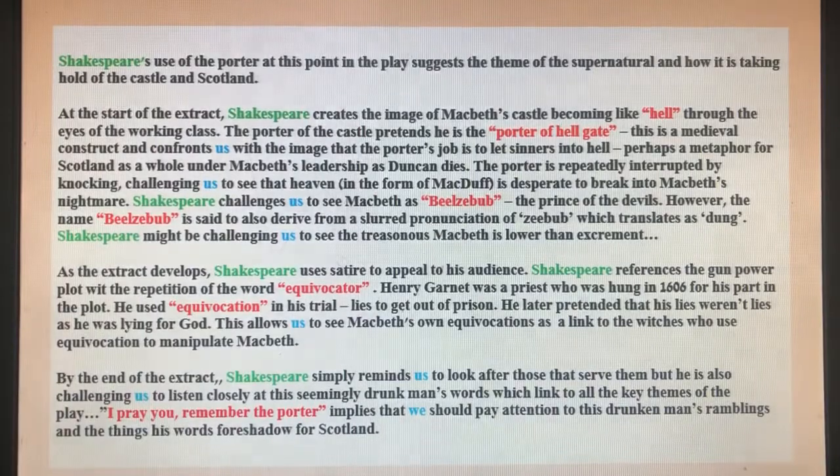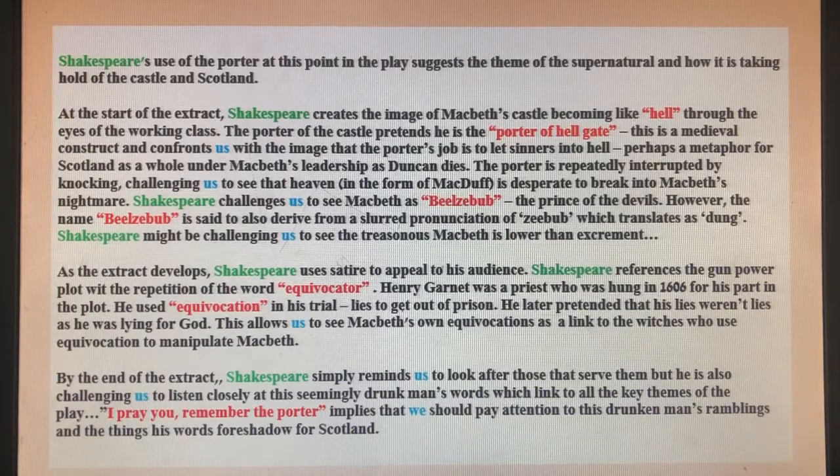Here then is this extract in full with a clear overview at the beginning, starting with the word Shakespeare, the reference to the writer. Then going on to the beginning of the extract, you can see I've written at the start of the extract, Shakespeare creates an image of Macbeth's castle becoming like hell. I've then said what Porter of Hellgate confronts us with or reminds us of. Then I've looked at the use of the word Beelzebub and thinking why that word might be used. Then I've gone on to the middle of the extract. As the extract develops, Shakespeare uses satire. I've used and analysed the word equivocator based on what you just saw in this video. And then lastly, I've looked at the phrase, I pray you remember the porter.